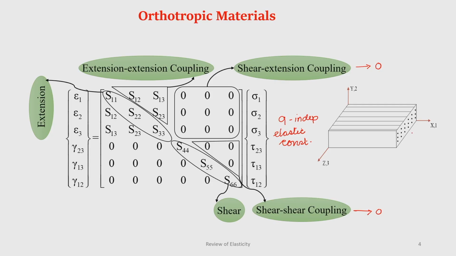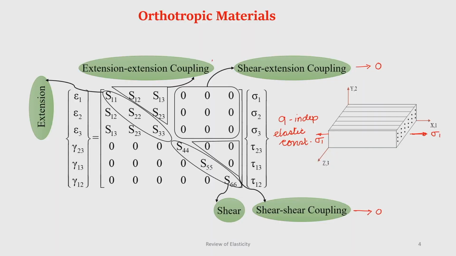If we apply only say normal stress along 1, like what we did for fully anisotropic, where we have seen if we apply only sigma 1, that leads to all the possible strain components, normal as well as shear. But in an orthotropic material, if we apply sigma 1, that will only lead to normal strain and no shear strain. Okay. Of course, that normal strain will be in all the directions, because extension coupling is still there. So, that will lead to normal strain and no shear strain.